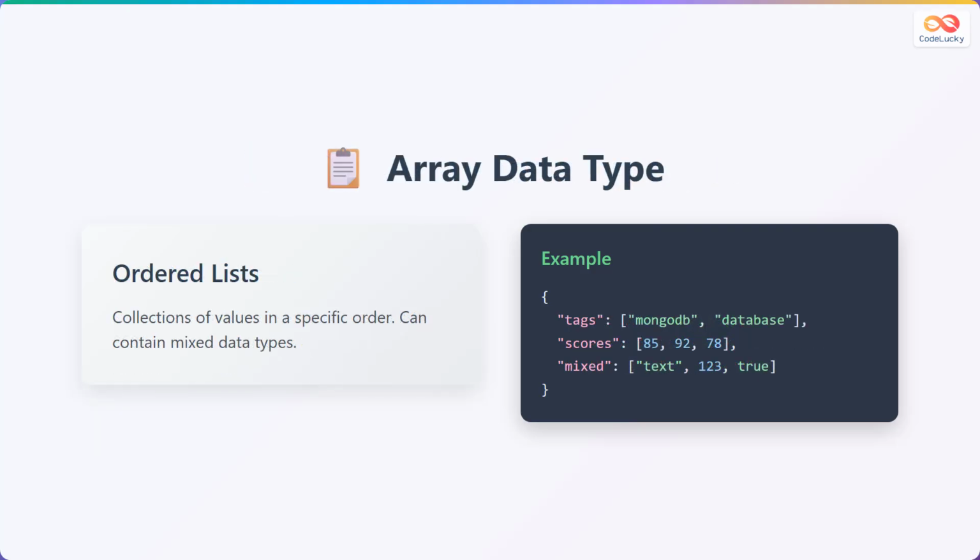Let's discuss the array data type. Arrays are used to store collections of values in a specific order. They can contain mixed data types, making them versatile for storing lists of information. For example, the tags field is an array of strings, representing tags associated with the document. The scores field is an array of numbers, storing a list of scores. The mixed field is an array with mixed data types, including a string, a number, and a Boolean.